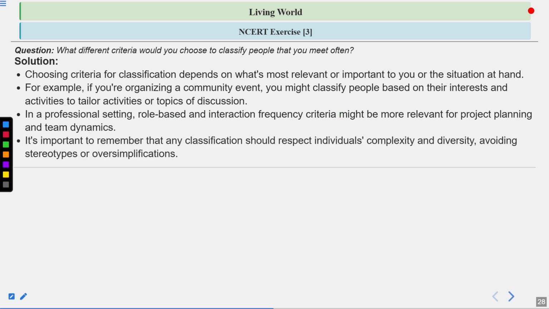So it is important to remember that any classification should respect individual complexity and diversity, avoiding stereotypes or oversimplification. So you should respect individuals' complexity. Means individuals are very complex. Some individuals have their own complexities. Their habits can be different, their way of thinking can be different, so you should respect it.